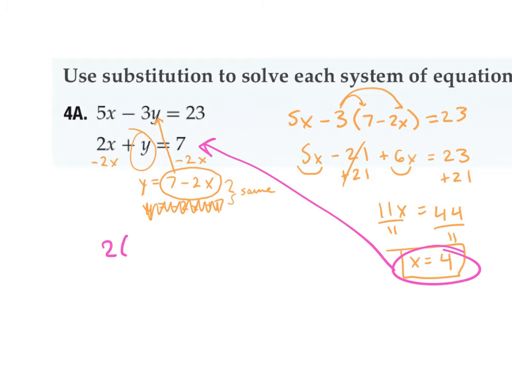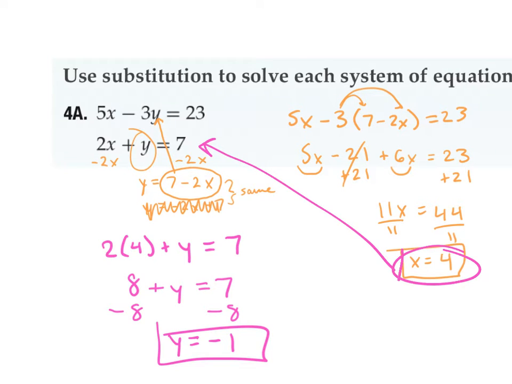So we have 2 times 4 plus y is equal to 7. How would we solve this? What should we do first here? Multiply. So 8 plus y is equal to 7. Subtract 8 on both sides. So what do we get for y? Right, 7 minus 8 is negative 1. So this is our answer for x and our answer for y.